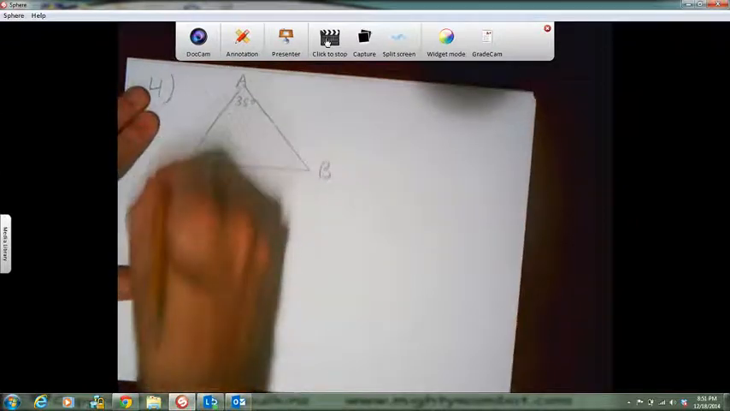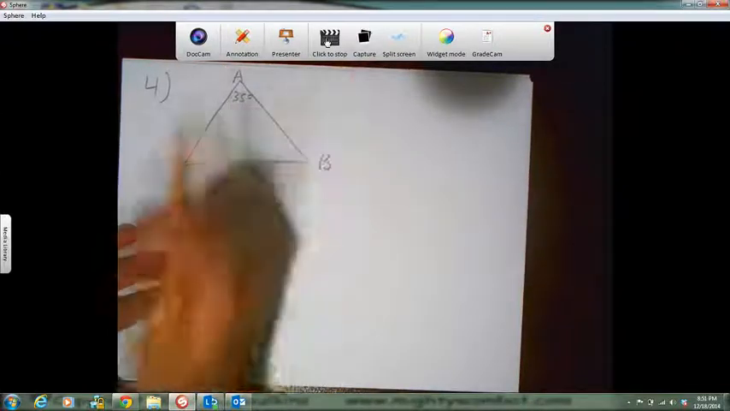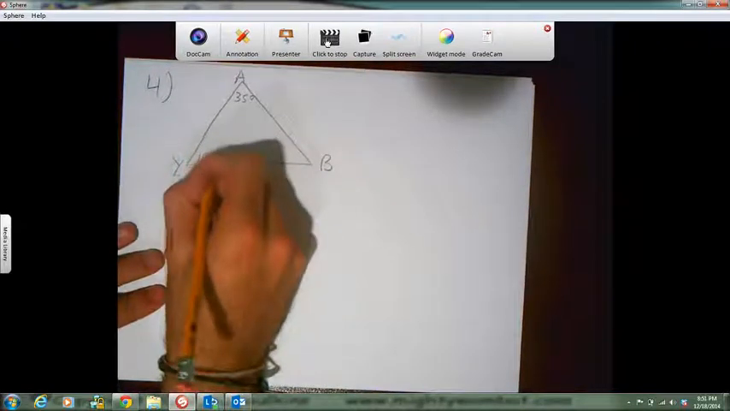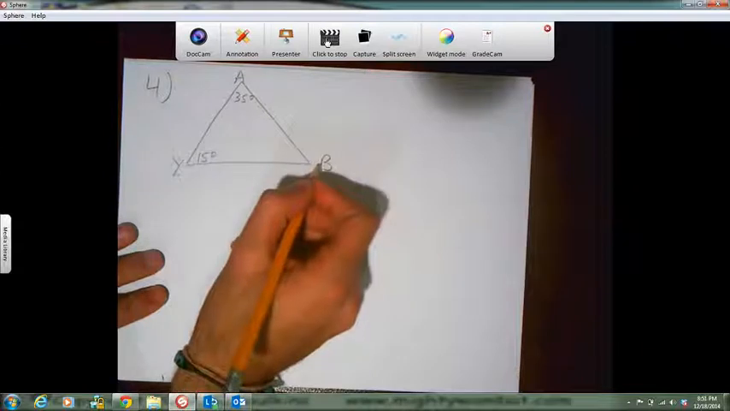Well, they call it Y instead of C. I don't really know why, but anyways, they call this Y. And they say angle Y is 15 degrees. And they say side B is 5.